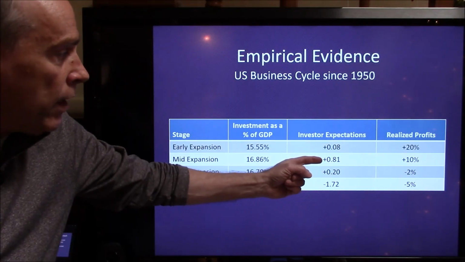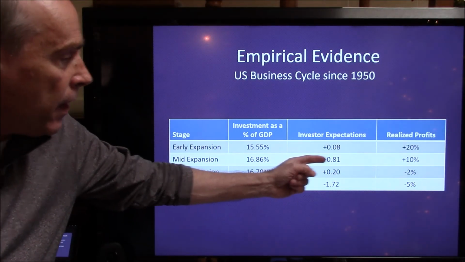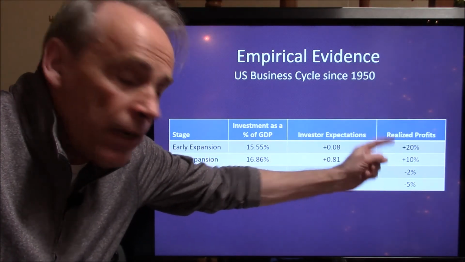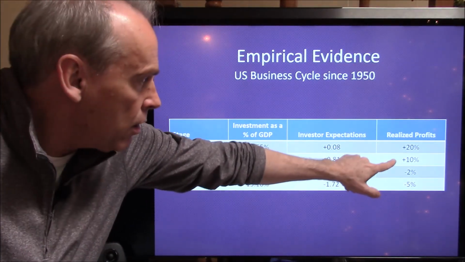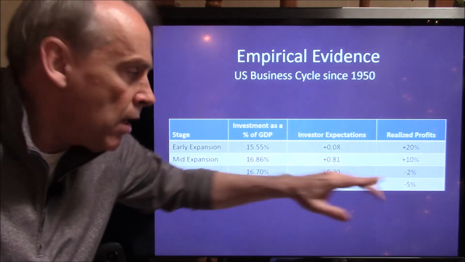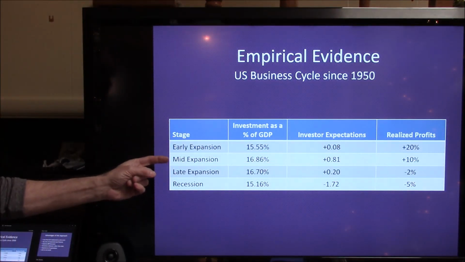Second period, they're really excited. They think things are really going to get better, and profits go up by 10%. And don't forget, 10% on top of the 20, all right? And this is 10% per year. It's probably going to be about an average of 4-year period right here. Yeah, about a 4-year period.